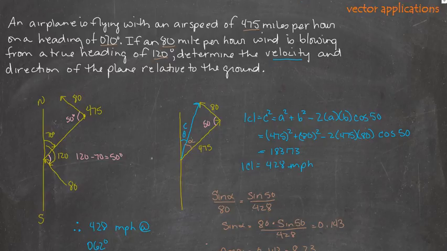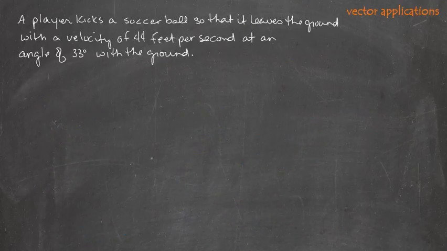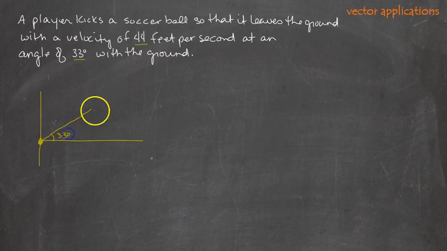Let's do another one. A player kicks a soccer ball so that it leaves the ground with a velocity of 44 feet per second at an angle of 33 degrees with the ground. So first, let's sketch out a picture. So here's the soccer ball, and the player kicks it so that it leaves the ground at an angle of 33 degrees. And even though the soccer ball continues on, and we all know what a soccer ball does after you kick it, it goes high, high, high, and then low, low, low.